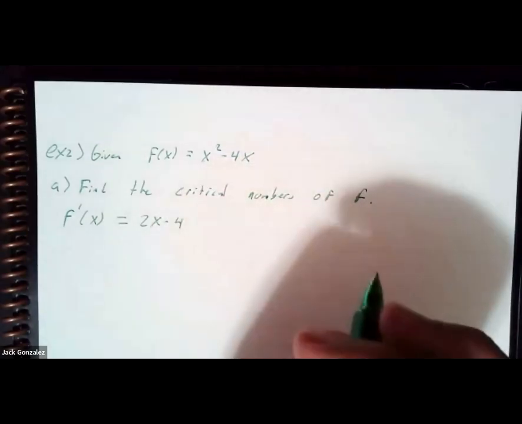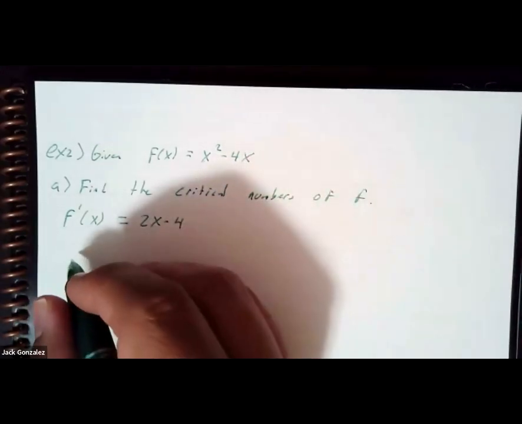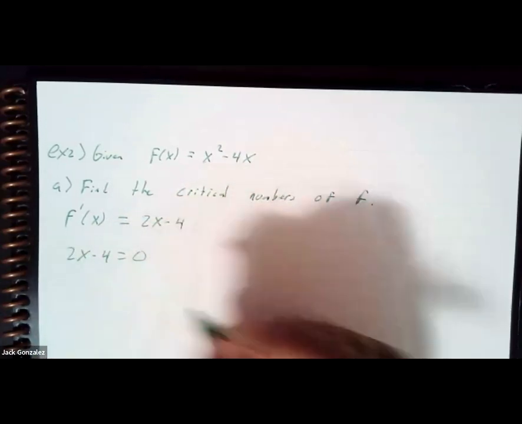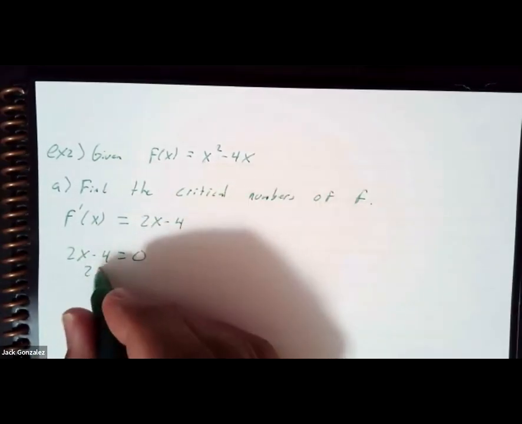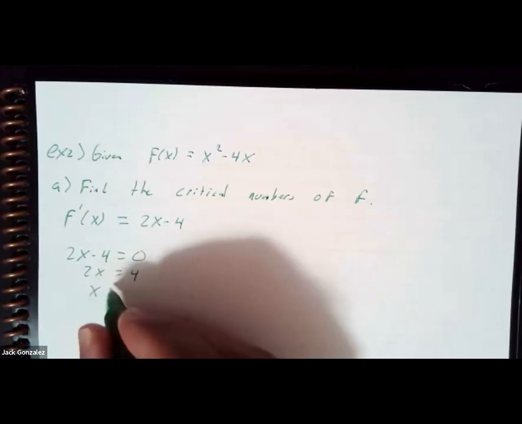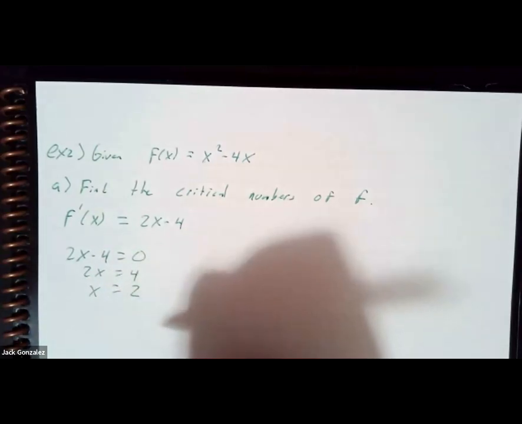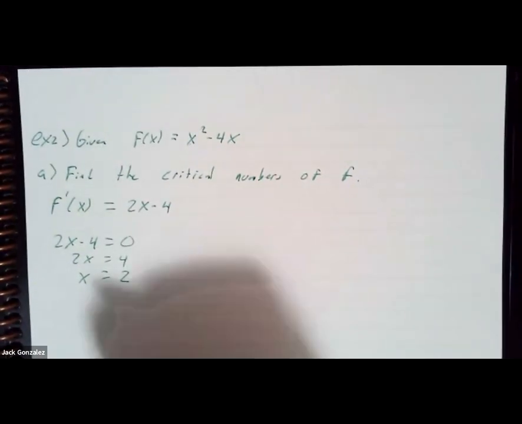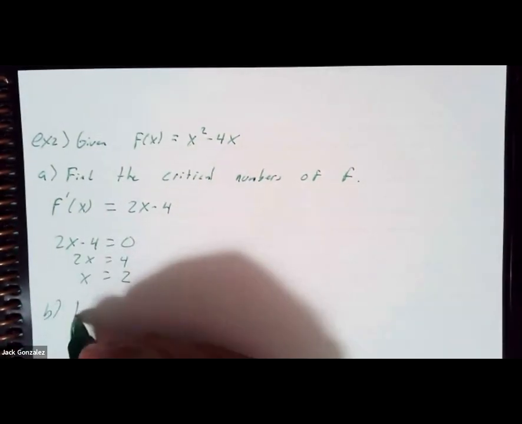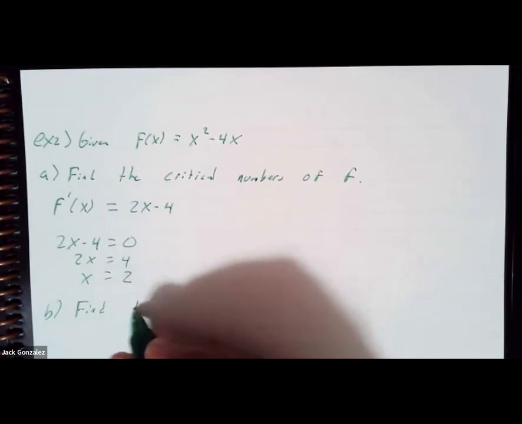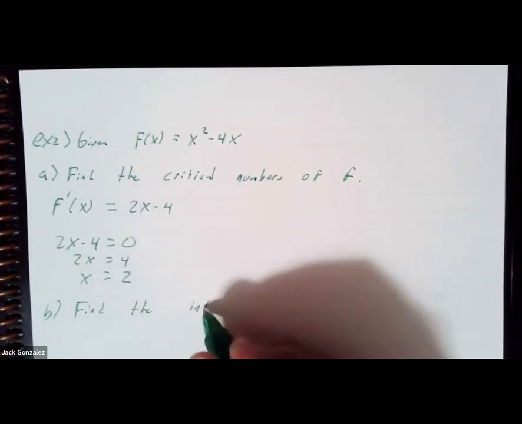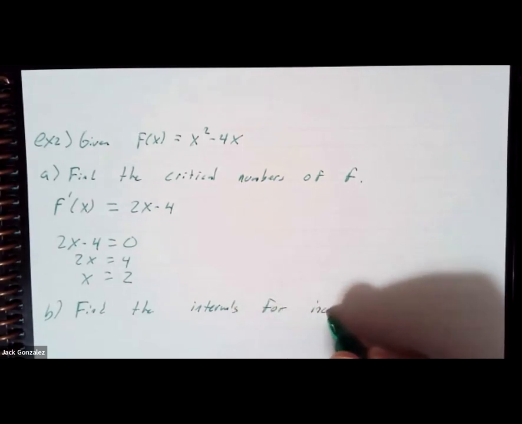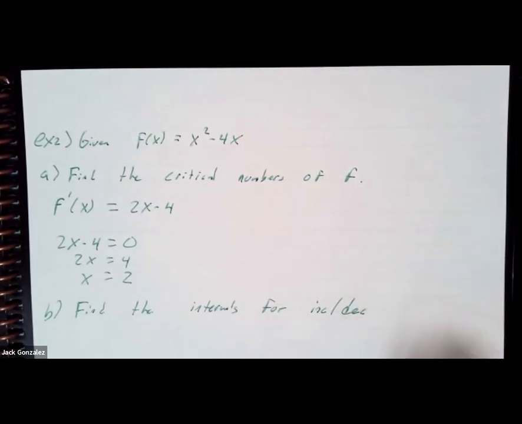So now set it to 0 to find the numbers. So 2x minus 4 equals 0, 2x equals 4, x is equal to 2. Okay. Part B, find the intervals for increasing and decreasing.